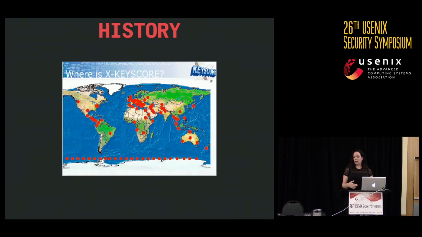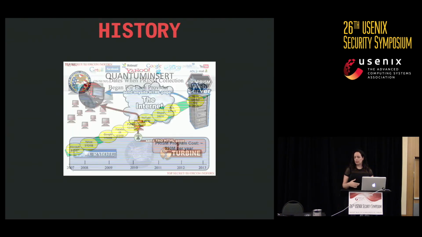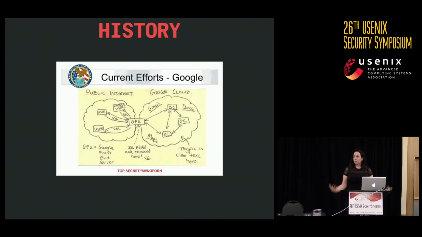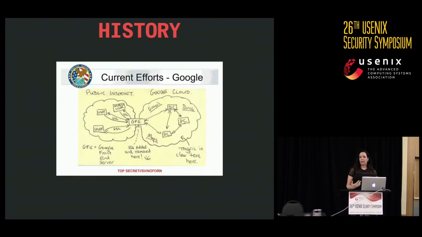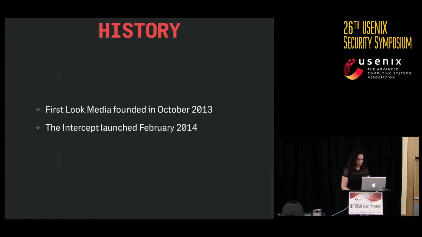And additionally, people started to realize that if they wanted to be able to receive this information, they also had to have the technical ability to get this information. And so, because of the difficulty of publishing these documents, Pierre Omidyar founded First Look Media in October 2013, and then the Intercept was created with Laura Poitras, Glenn Greenwald, and Jeremy Scahill in February 2014.